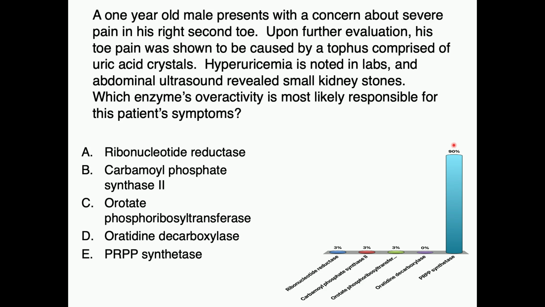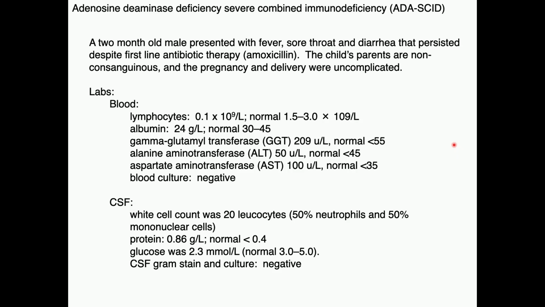All right, so I think all of the remaining cases are in the purine salvage pathway. So the first case, we have a 2-month-old male with fever, sore throat, diarrhea that was refractory to antibiotics. We have very low levels of lymphocytes and some indication of liver damage.